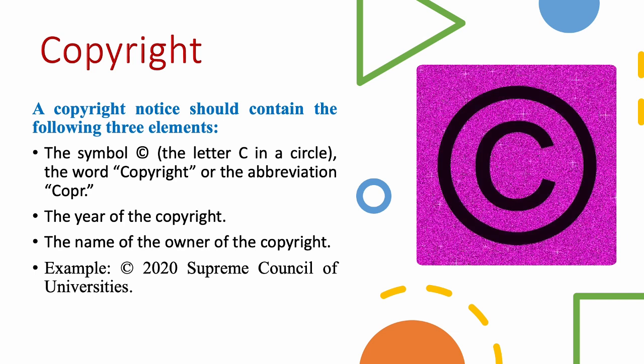The year of the copyright must be written. The name of the owner of the copyright also can be written. For example, here's the C in the circle, and we wrote 2020 Supreme Council of Universities. This means that this work is copyrighted in 2020 by the Supreme Council of Universities.